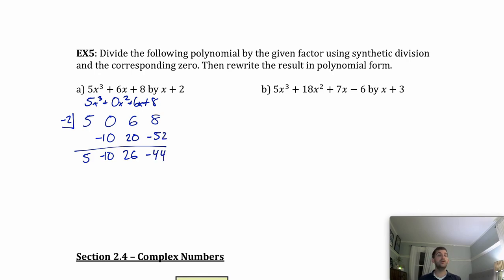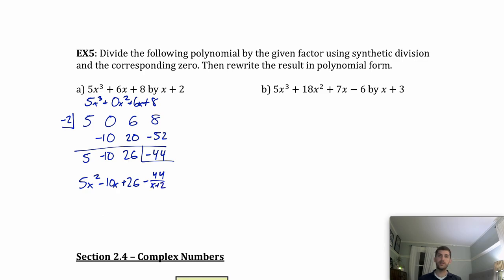So when we put that back in, we started off with an x to the third. Now we're going to be down at 5x squared minus 10x plus 26, and that minus 44 will do plus, or you can say minus 44 over x plus 2, our original divisor.